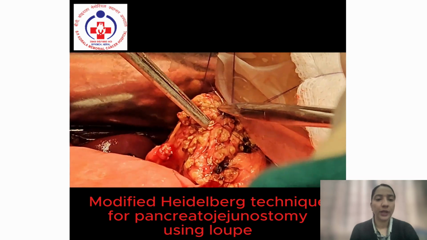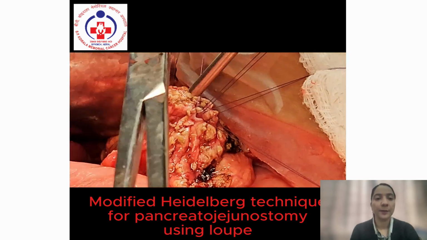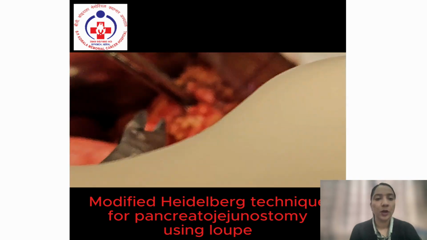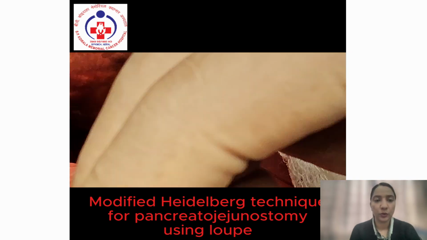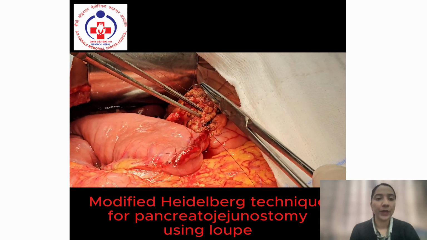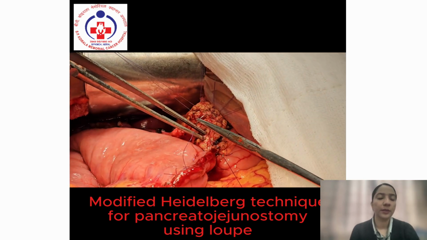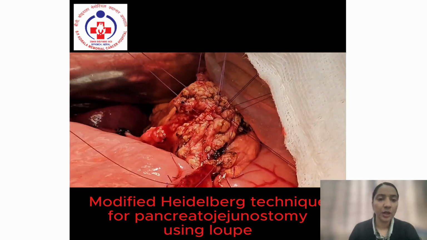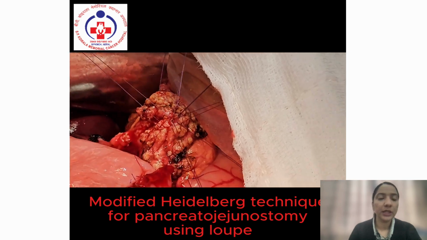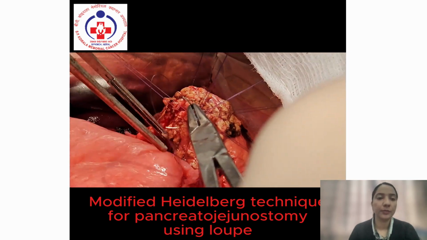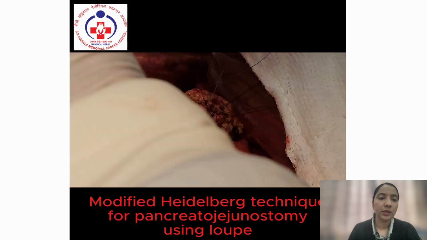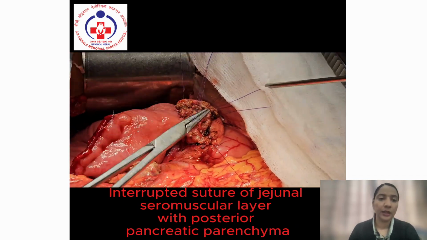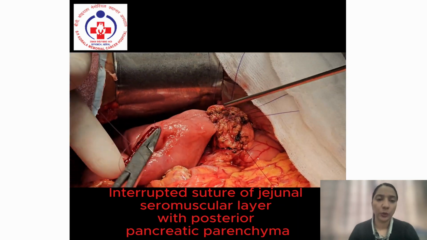We perform the modified Heidelberg technique in 4 layers: posterior interrupted layer, and then duct to mucosa, also 6 to 8 interrupted sutures with 5-0 monosyn, and then the anterior margin, anterior pancreatic parenchyma in the interrupted layer. Here we are taking the stay suture over the pancreatic duct. We took about 6 interrupted sutures in this case, since the duct was small, and after taking the stay suture we kept it secured.